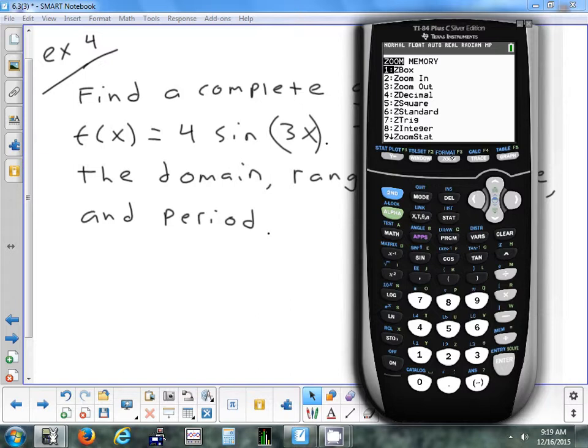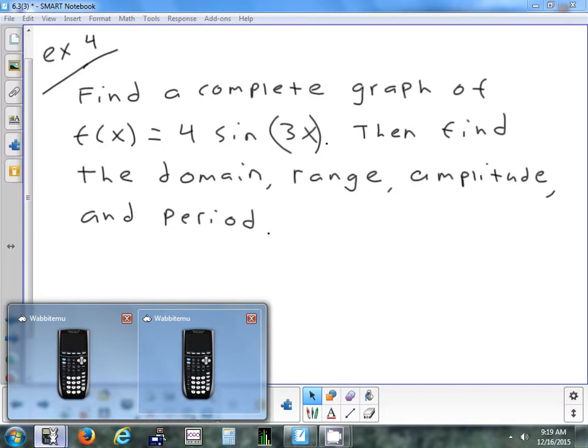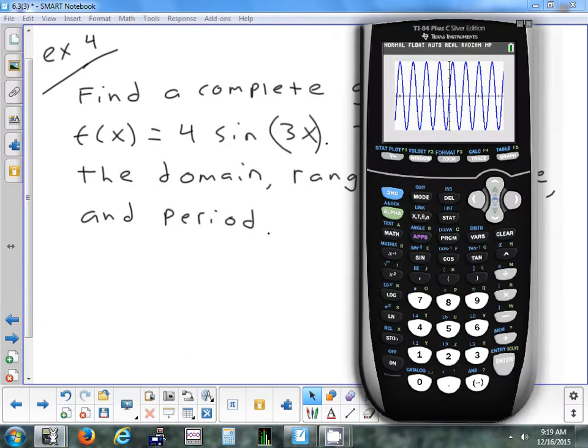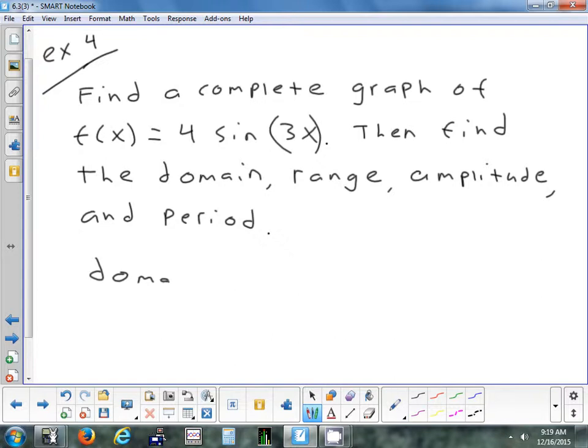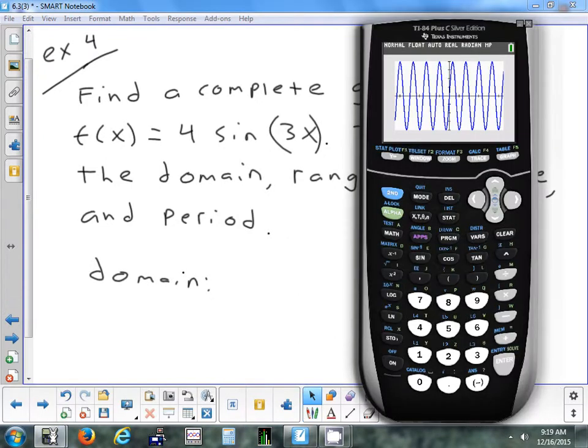Right, I'm going to do zoom 7. That just gives me a rough sketch. All right, and let's start with the domain. What's the domain of that function?